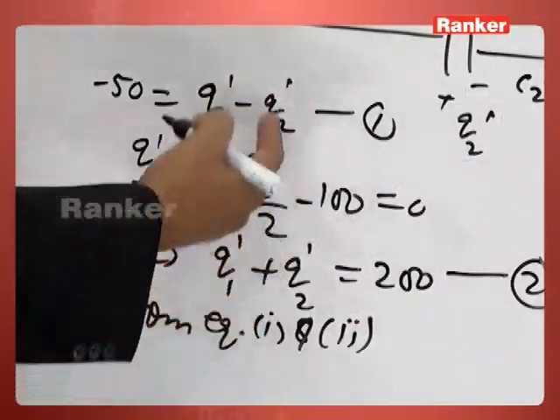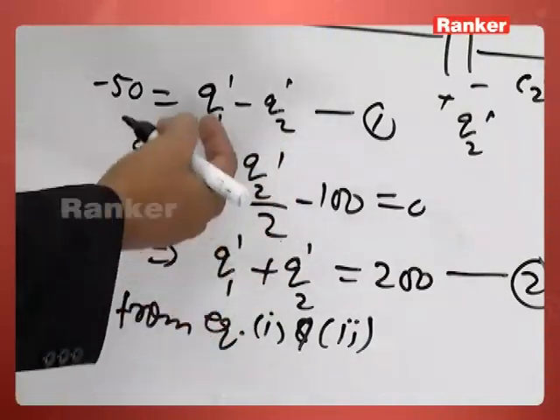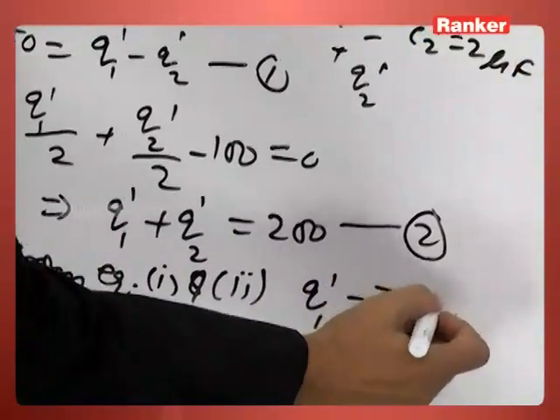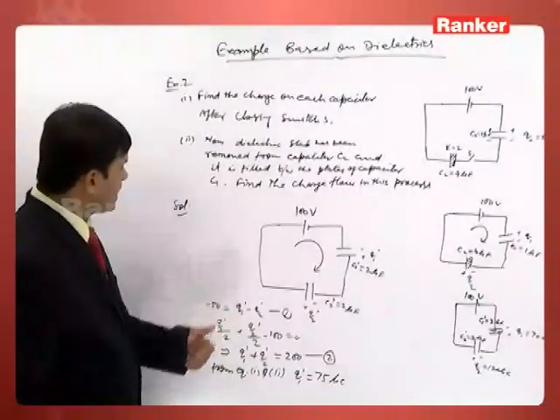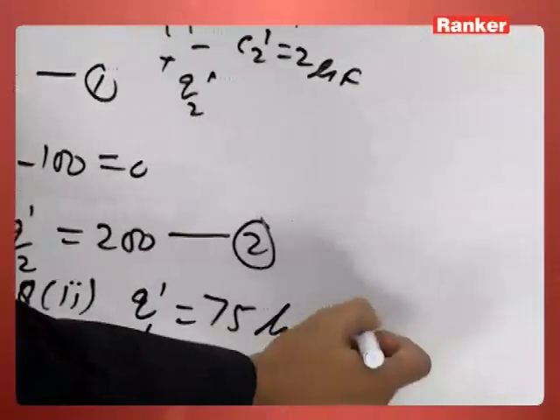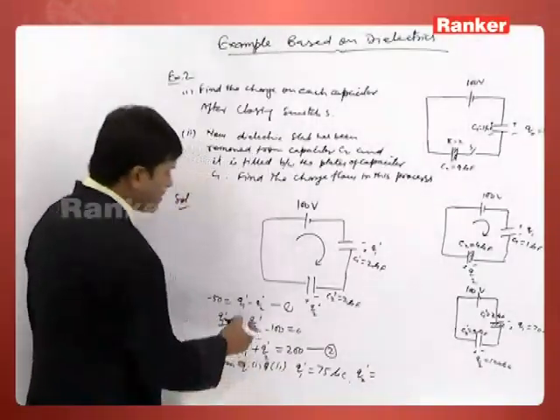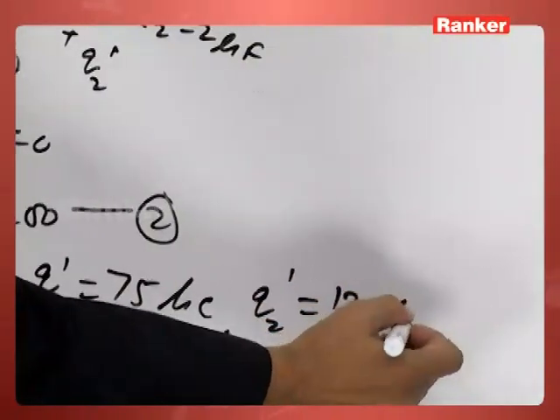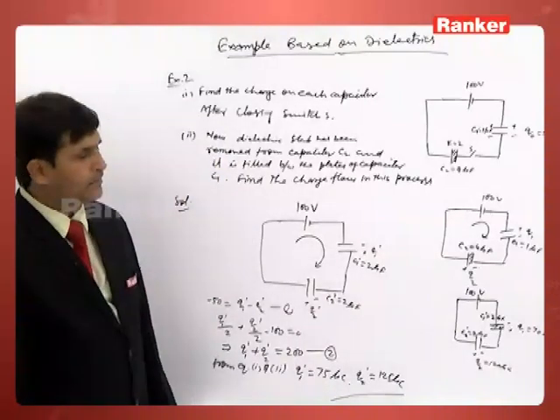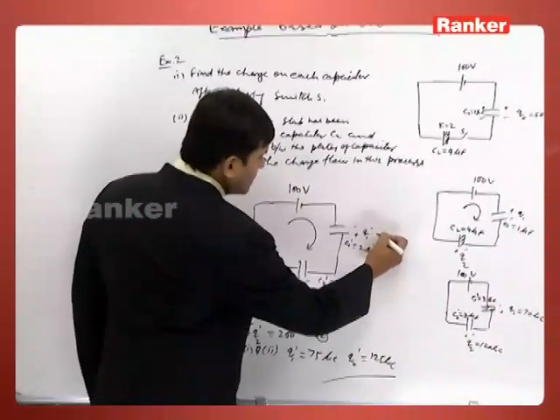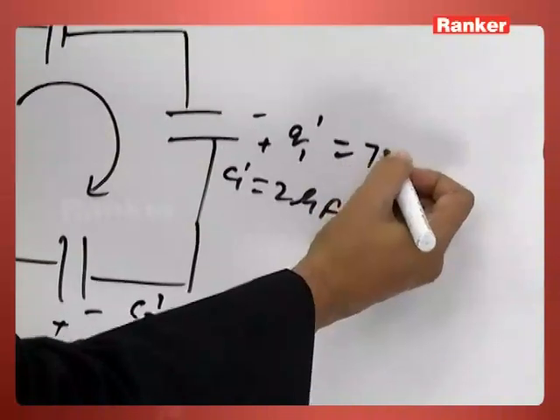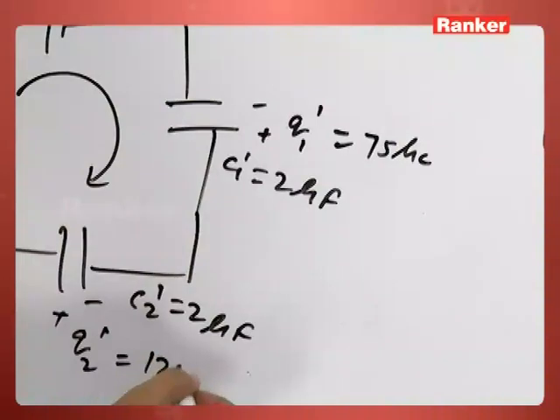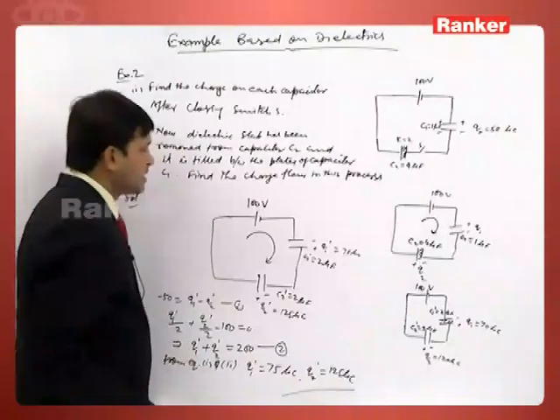So we can add these, the Q1 dash and Q2 dash cancel. This gives 2 Q1 dash equals 150. So Q1 dash is 75 microcoulomb, and Q2 dash will be 200 minus 75, which is 125 microcoulomb. So this is the final charge. Final charge means here Q1 dash is 75 microcoulomb and Q2 dash is 125 microcoulomb. Now check it.